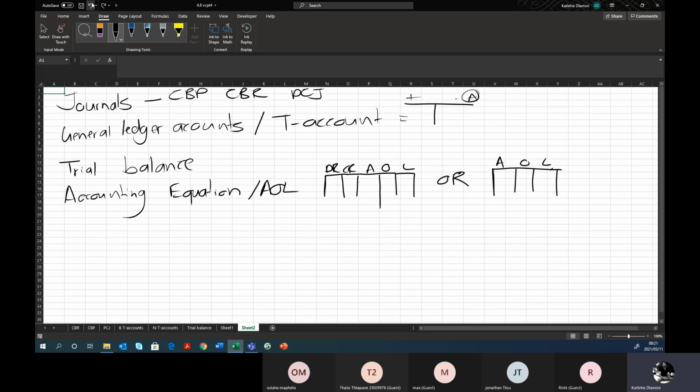Then what else? So you have journals, you have your trial balance, you have T accounts. Okay, I already said that. Okay, then you need to know these following calculations. Okay.